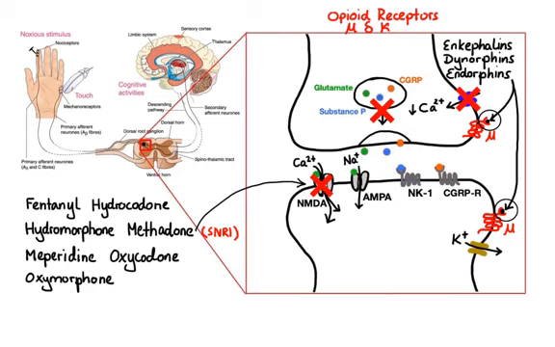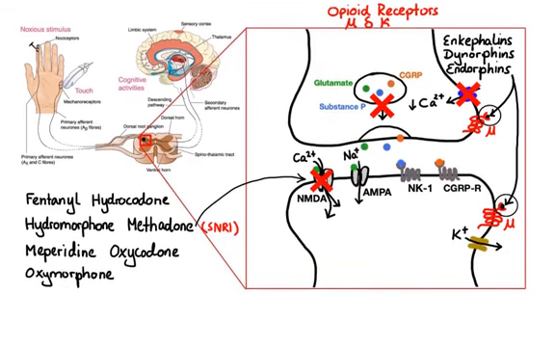Now, in addition to producing analgesia, activation of the opioid receptors in other parts of the body can bring about many side effects. For example, all opioids produce some degree of nausea, which is due to direct stimulation of the chemoreceptor trigger zone in the medulla. All opioid receptor agonists also produce a dose-dependent respiratory depression.